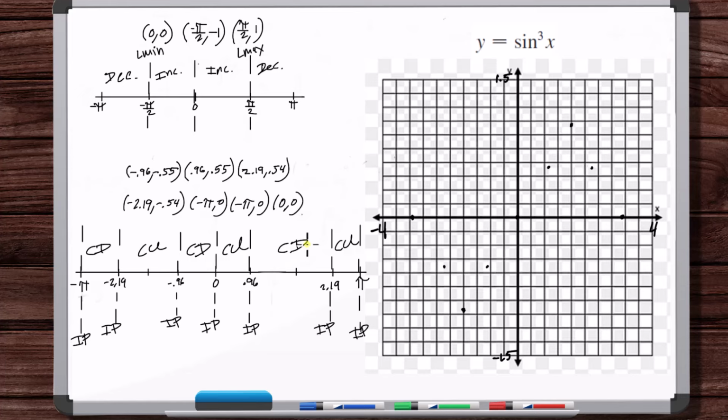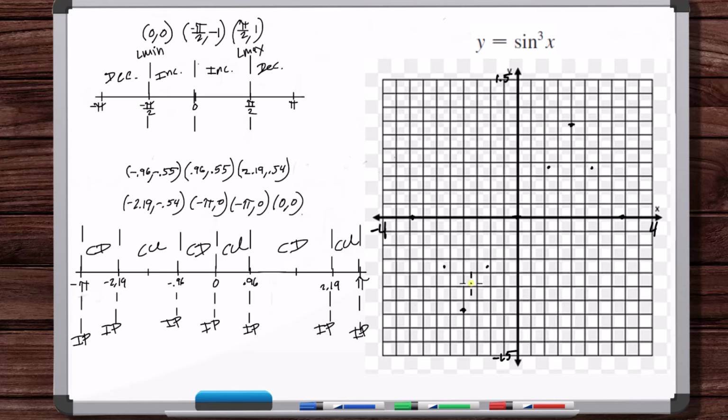Okay, so now let's sketch the curve. So at each x-intercept, the slope's going to be 0. So we need to make sure we illustrate that. So we know this is going to be concave down, right? We're going to have a 0 slope at each of these x-intercepts, okay? And then we'll also have a 0 slope. This is a local min. This is a local min, all right?